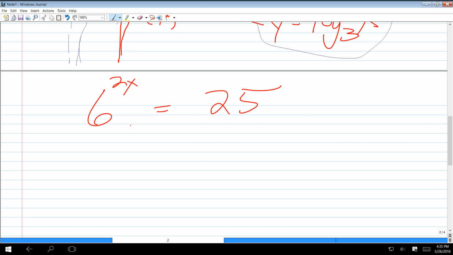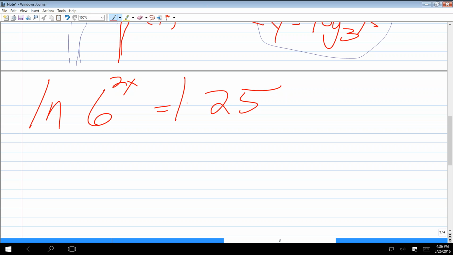What I'm going to do to solve all exponential equations is to take the log of both sides. And I basically have a lot of choices here. I could take the log base 6 of both sides, but it actually almost makes more sense to just always use natural log or common log. And I'll show you why.